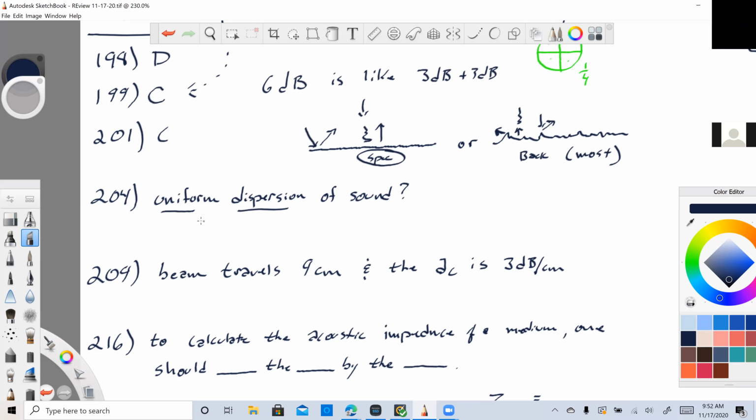Well, all this is saying, uniform, equal dispersion. That's kind of a direction. So equal directions of sound. So in other words, all they're really saying here is Rayleigh scattering, right?